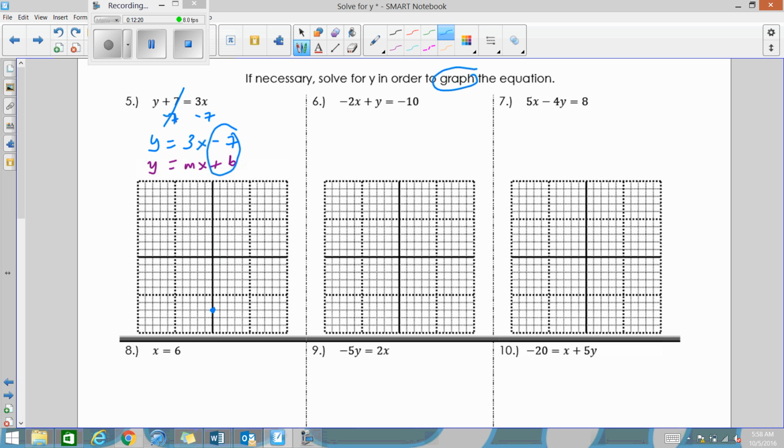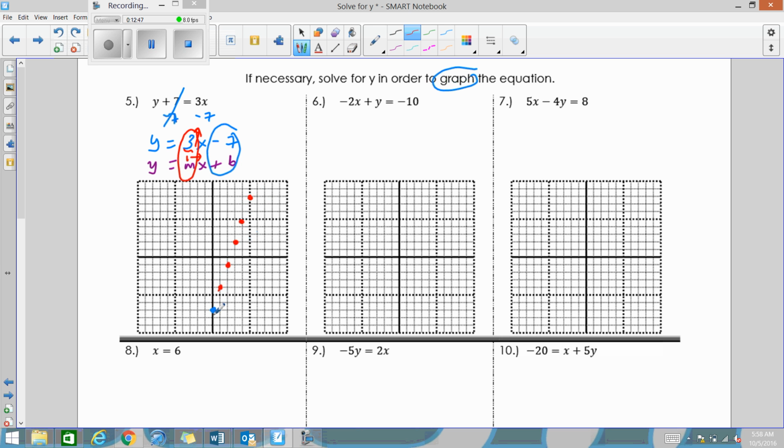So there's our first point. And then we do our slope, which is 3, or 3 over 1. So that means we're going to go up 3 and to the right 1. So from our negative 7, we go up 1, 2, 3 over 1. Up 1, 2, 3 over 1.